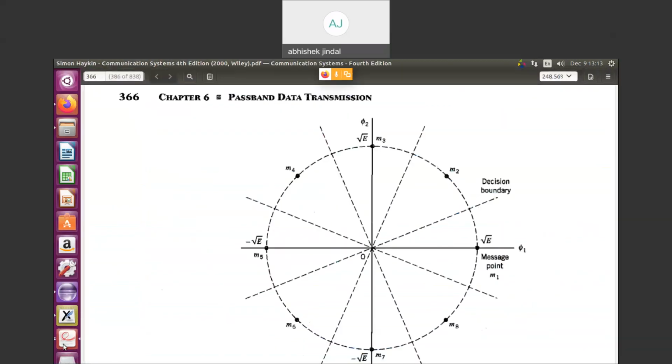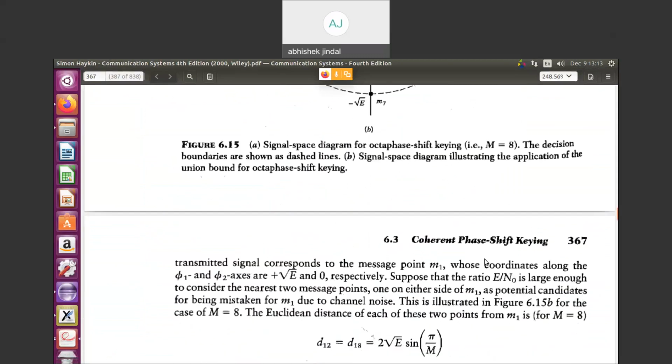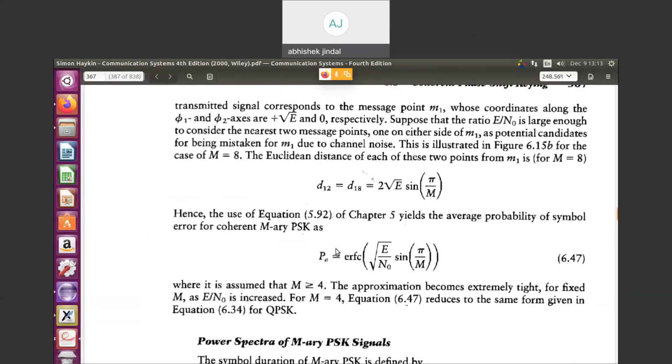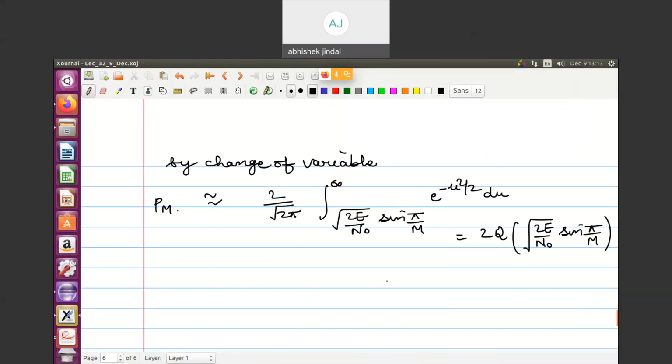Let us see where the author has given this. Yes, this is what you will find. So you will find this expression in terms of the error function, and we have obtained it in terms of the Q function. This transformation from error function to Q function we have already discussed, so you can take it from earlier notes or from lectures done earlier, notes which have been uploaded earlier.